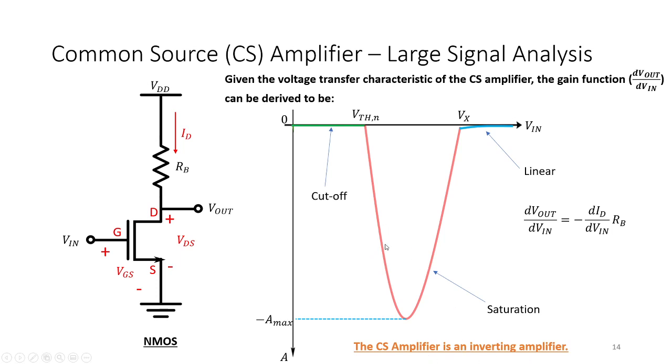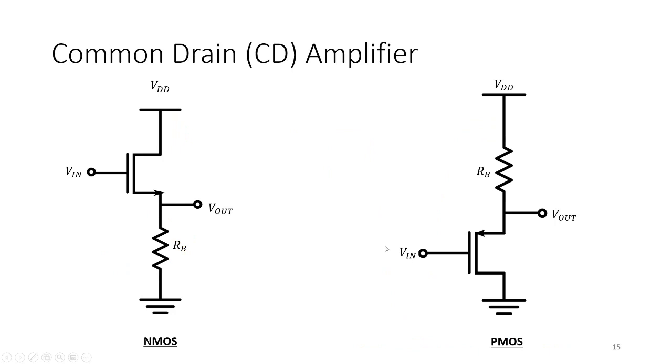Okay? So now, let's go to the common drain. So how do we find out if this is a common drain amplifier? First off, we look at the drain. So this is the drain, and this is an NMOS. It is common because remember, this is constant. And also look at this. This is also constant, right? Constant to both sides.